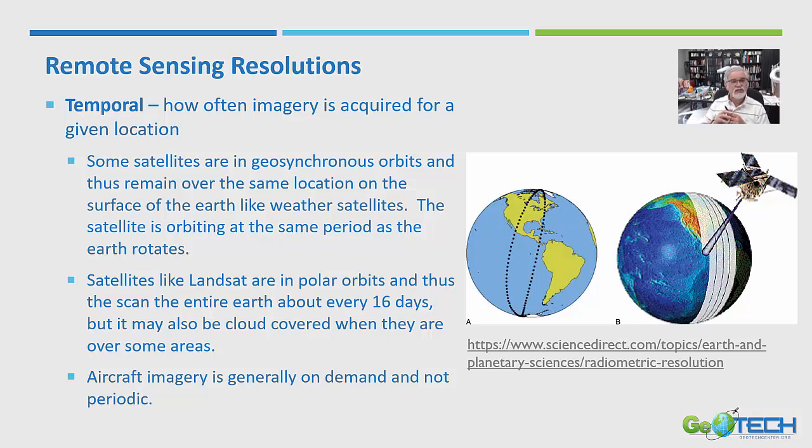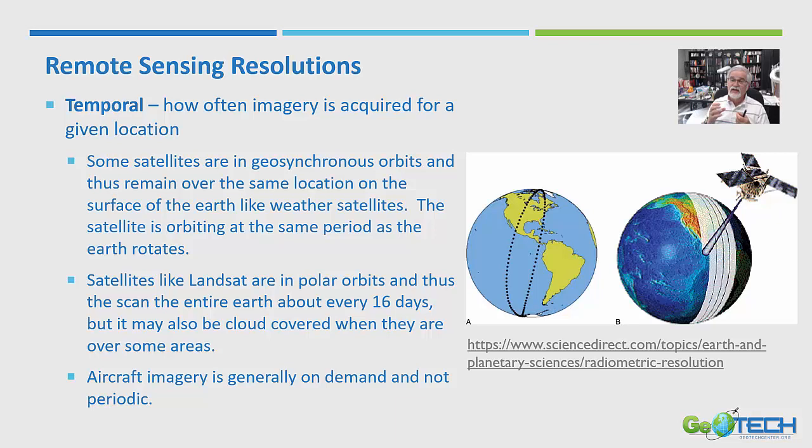Temporal resolution is how often do we sense the area? Something like Landsat has a polar orbit. So if we think about it, the Earth is turning on its axis and the satellite's going around the poles of the Earth. And so about every 16 days, the entire Earth is imaged. So that's fairly constant images.